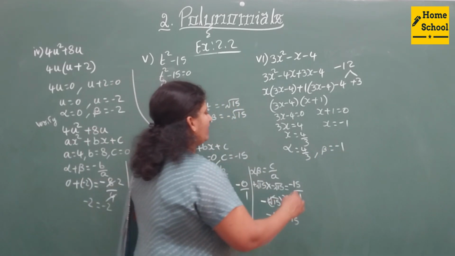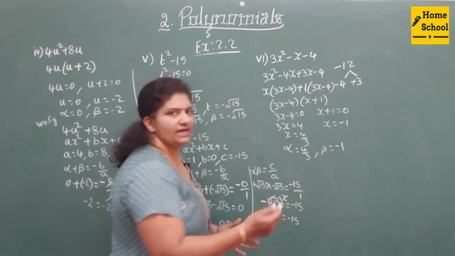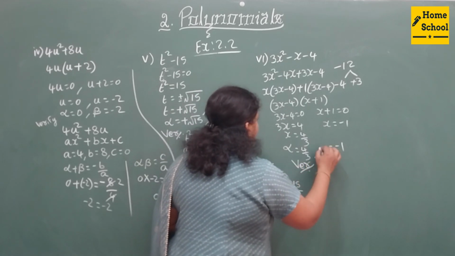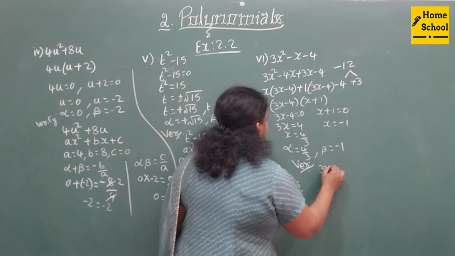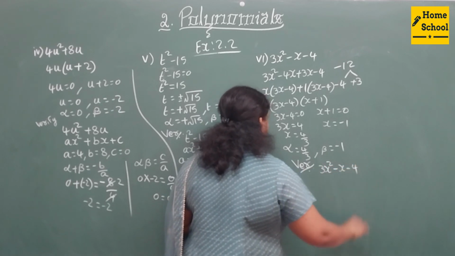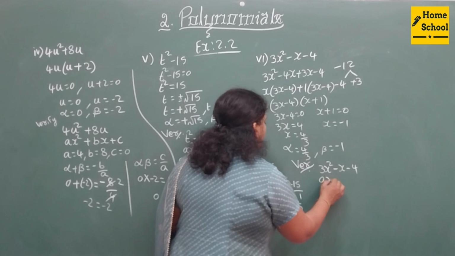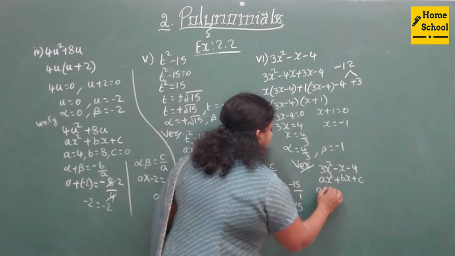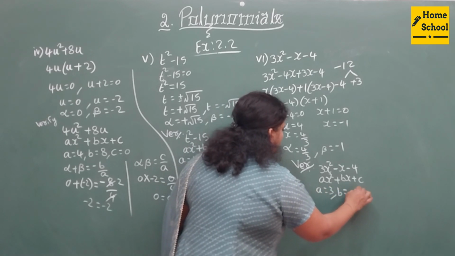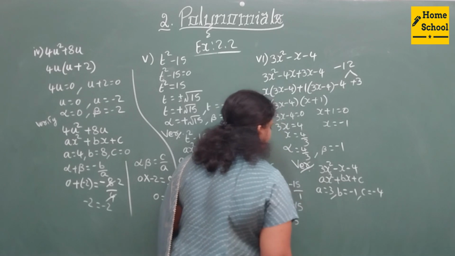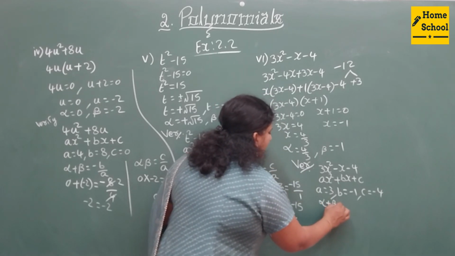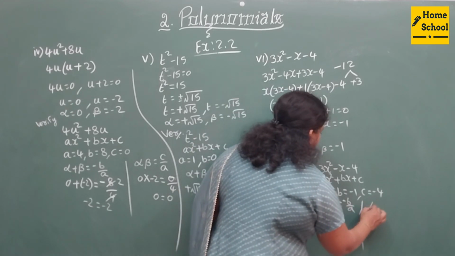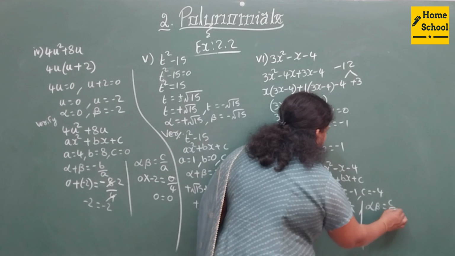Okay. Now verify the relation between the zeros and their coefficients. So first take the polynomial again, 3x square minus x minus 4. Compare with the standard form, ax square plus bx plus c. Write the coefficient values. a is equal to 3, b is equal to minus 1, c is equal to minus 4. Sum of zeros, alpha plus beta is equal to minus b by a. And product of zeros, alpha beta equal to c by a.